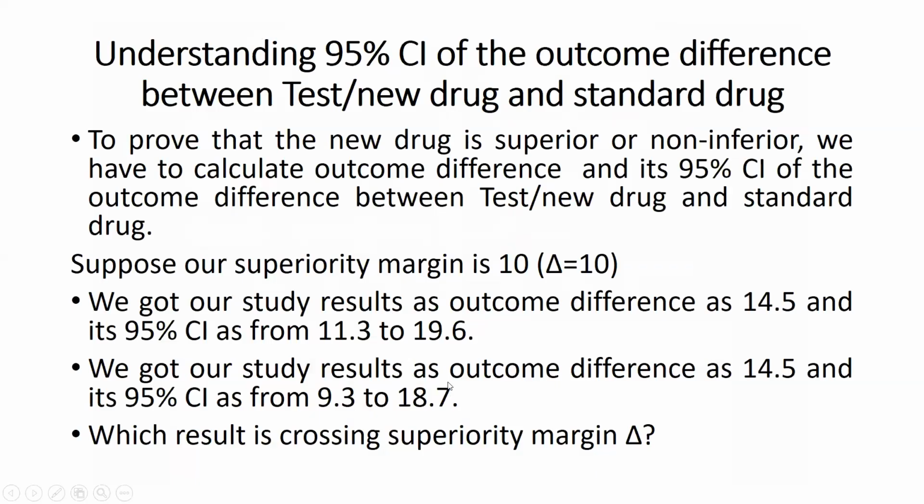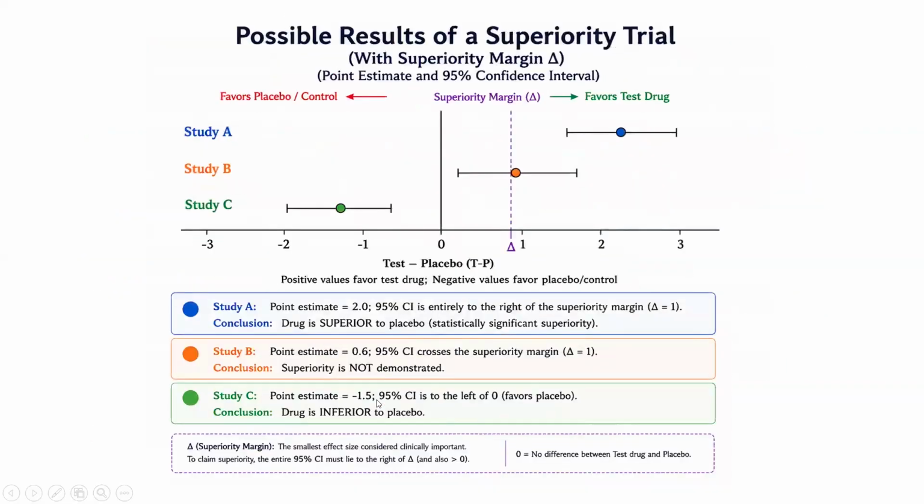In our second case, we got 9.3 to 18.7. This is the same case. This is crossing our superiority margin, 10. So the 95% confidence interval is crossing this delta. It means this drug is not superior. And you can see drug C. Drug C favors placebo or control, so obviously it is not superior. It means it is inferior also. If you have any question, you can ask me at this point.